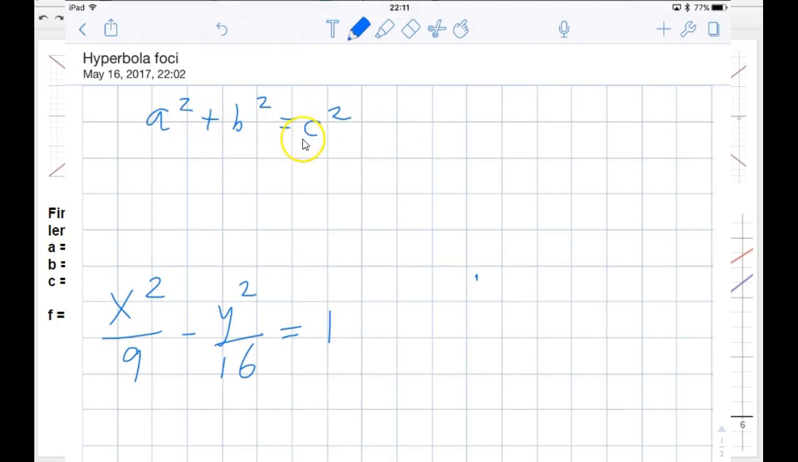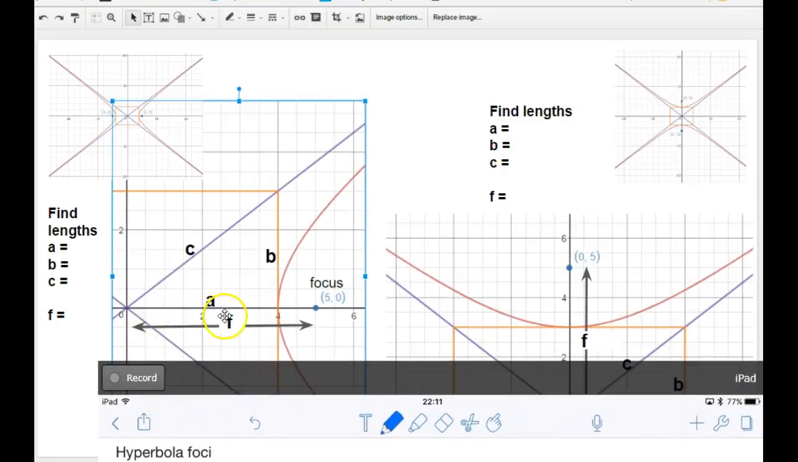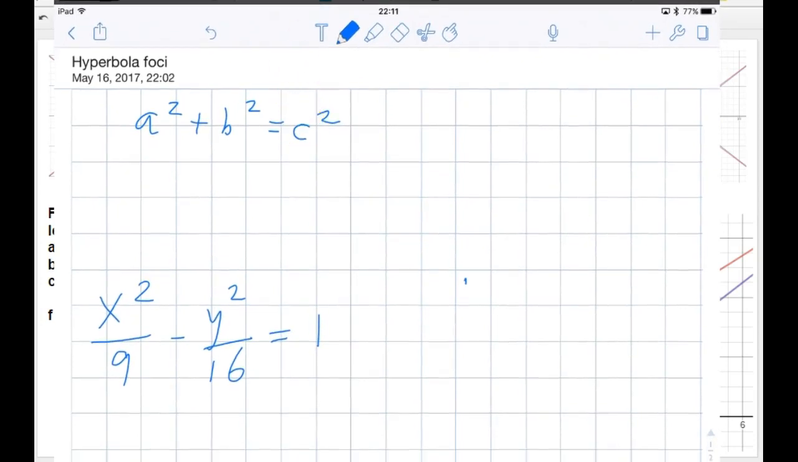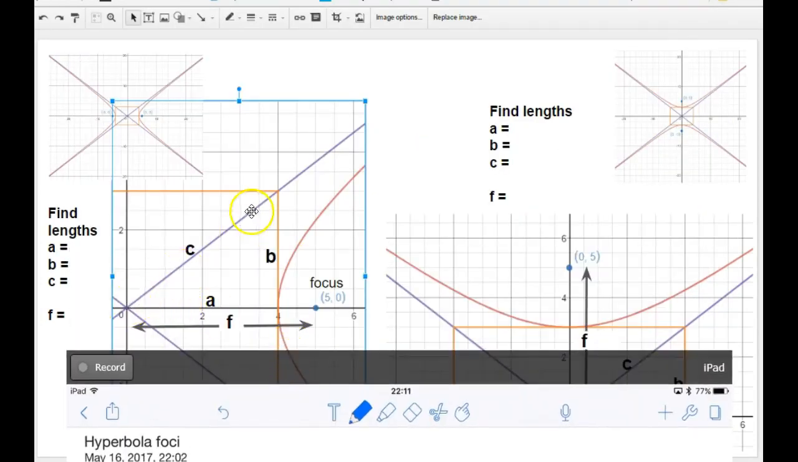So here we have the Pythagorean theorem, a squared plus b squared equals c squared. In this case, a and b have special meaning, right? a and b are the half width and half height of the special rectangle of the hyperbola. And c is the hypotenuse of the special triangle here, the distance from the center to the corner of the rectangle. It is also the distance to the focus. So once we figure out c, we can just add c units to the center in the x direction in this case, and we find out the focus is at (5, 0).